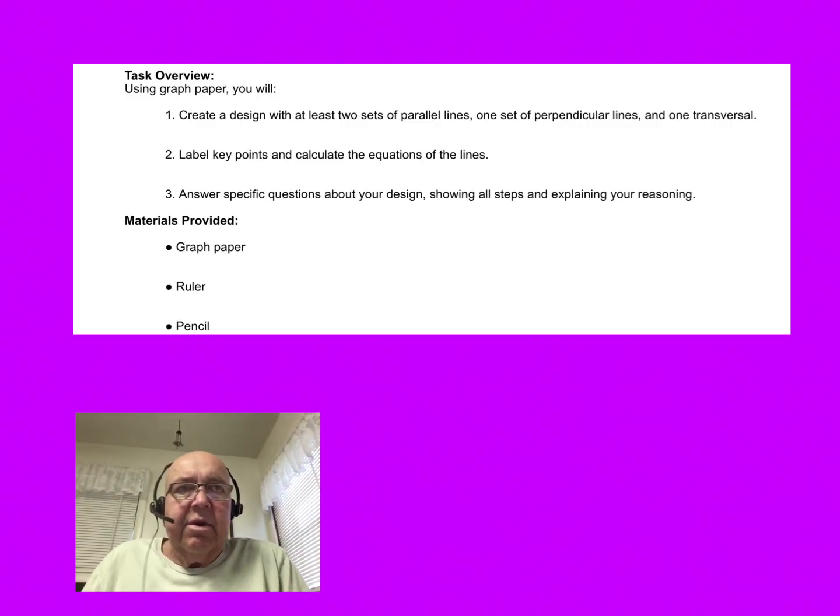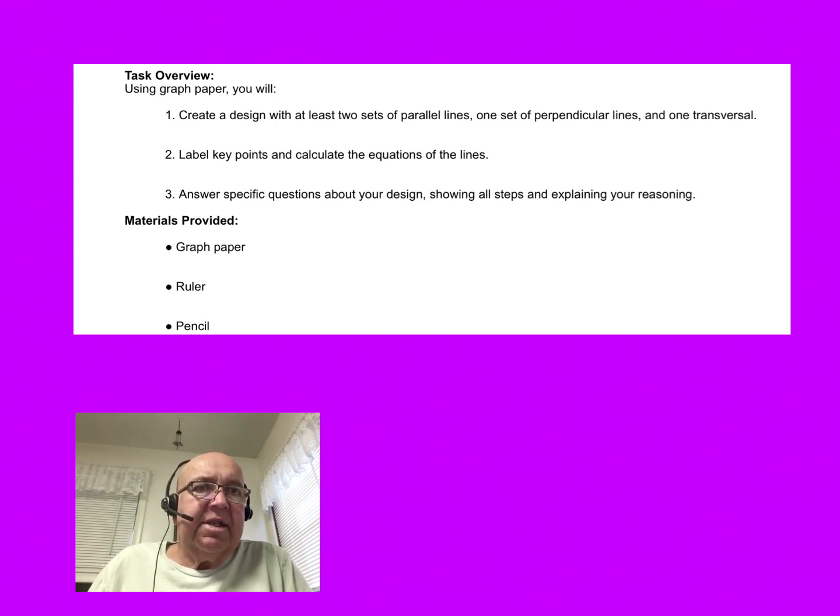For this, you're going to graph two sets of parallel lines and a perpendicular line and a transversal. You're going to label all of the key points and calculate the equations of the lines, which I'll try to help you with here. Again, if you need any help, please feel free to ask. And then you're going to answer some questions about your design that show your steps and explain your reasoning.